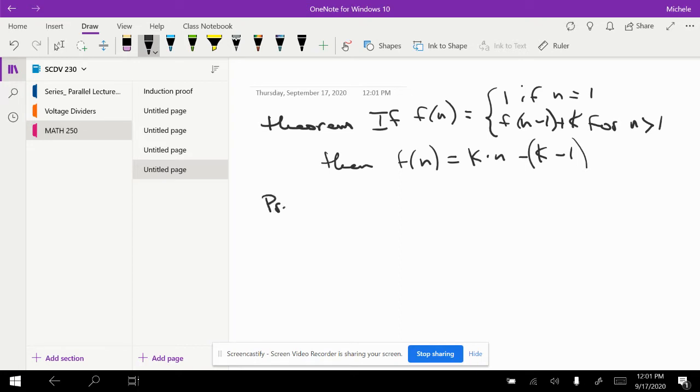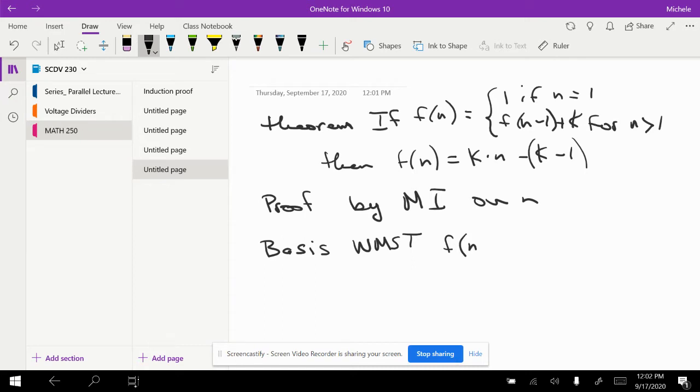Okay, so our proof by mathematical induction on n. Our basis, remember we're going to test this for the case where n equals 1. So we must show that, so we're doing it for 1. So we're going to show that f of n, let's do it for 2. f of n is equal to k times n minus k minus 1. So our basis, we're going to say n is equal to 2.